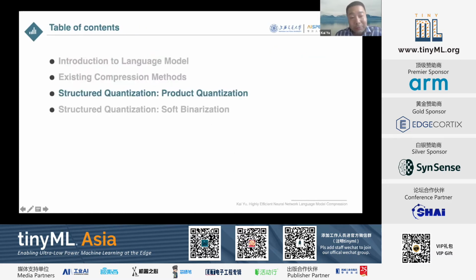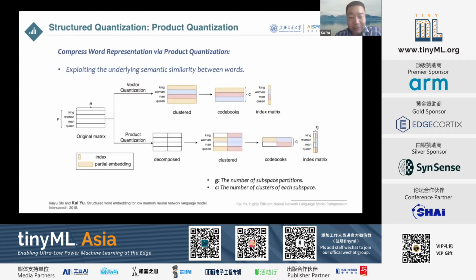What we try to propose is we don't just want to do scalar quantization or simple naive vector quantization. What we try to do is make use of some structure inside the word embedding matrix to do the so-called product quantization. So here is the solution. We want to compress word representation via the so-called product quantization. Let's compare the normal vector quantization to the product quantization.